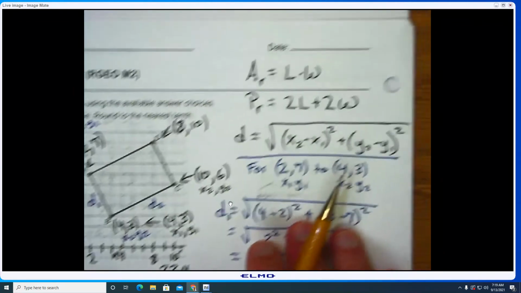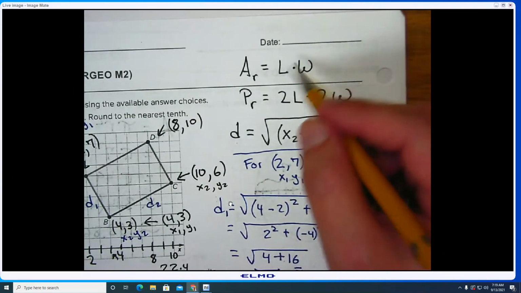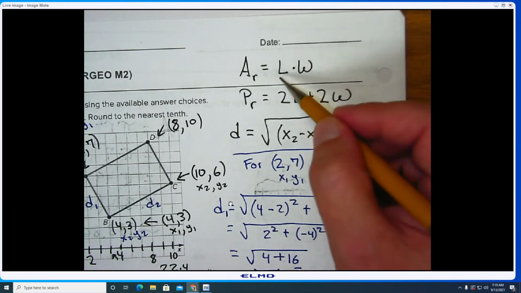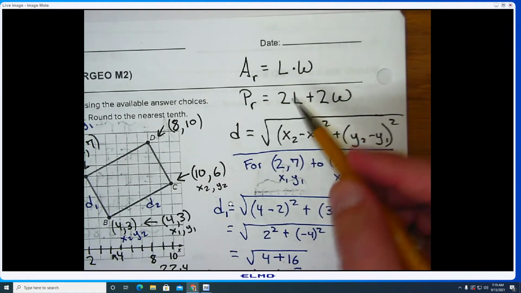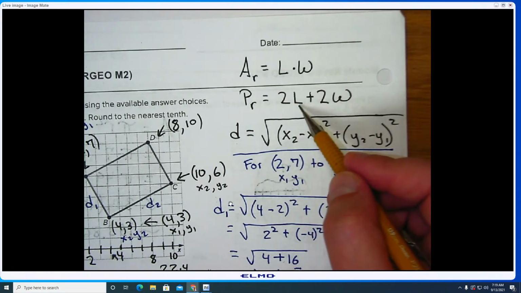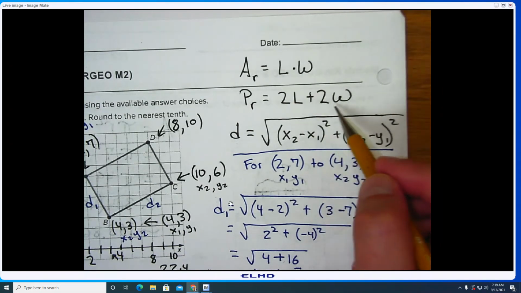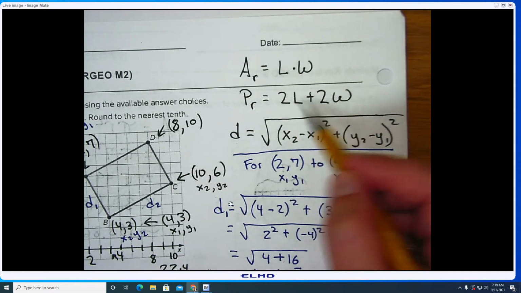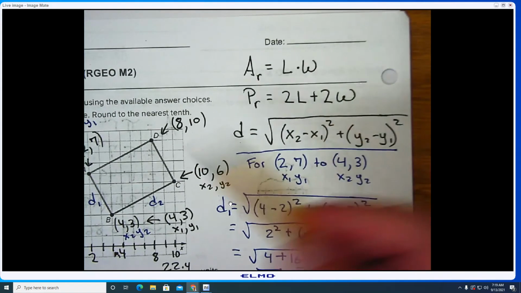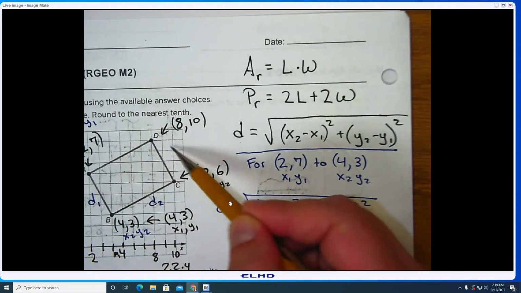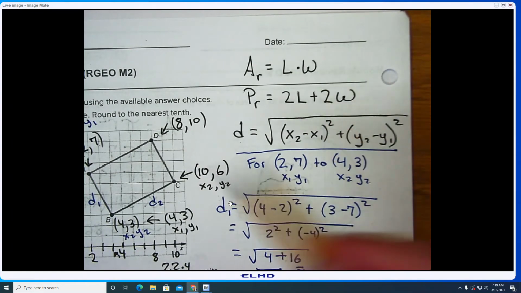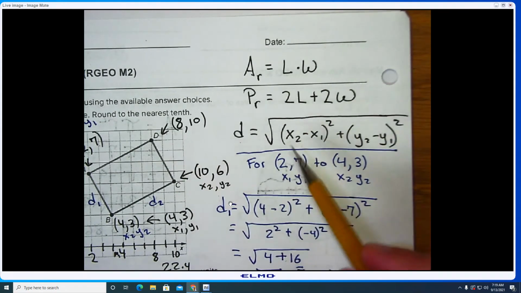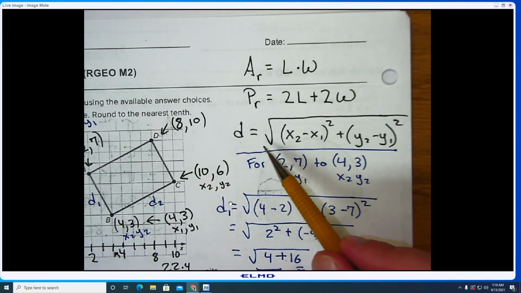The area of a rectangle and the perimeter of a rectangle. Length times width is the area. Perimeter is 2 of the length sides plus 2 of the width sides, add those together, and that gives you the perimeter. It's also the distance around, so you can just add them all up. But this would be the math formula. This is two-dimensional distance, so I also have my two-dimensional distance formula.